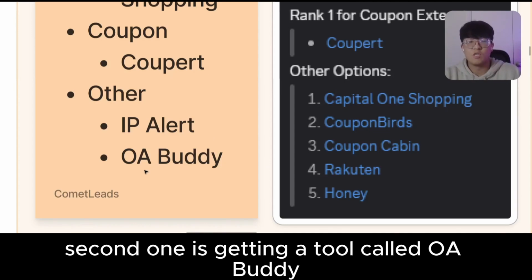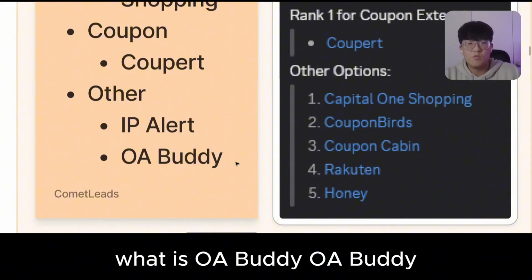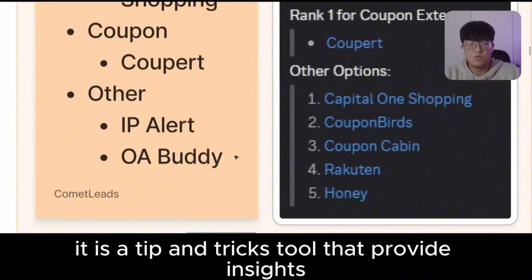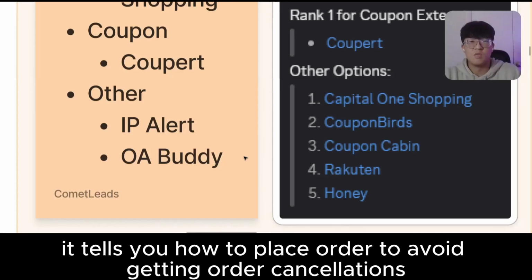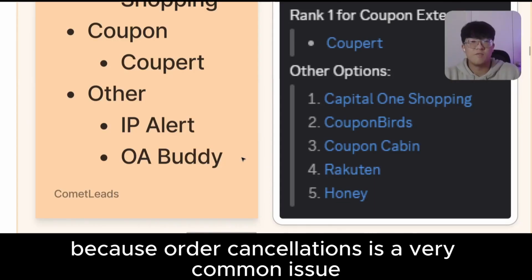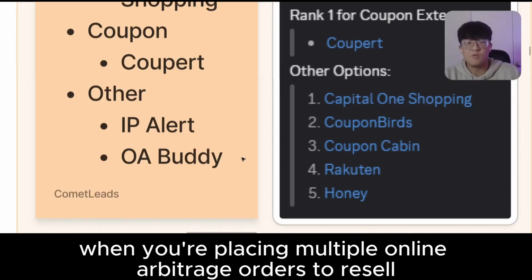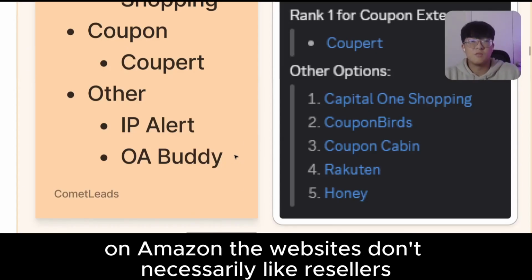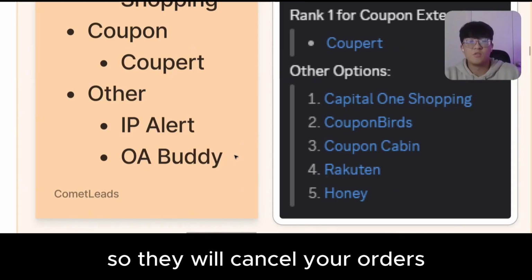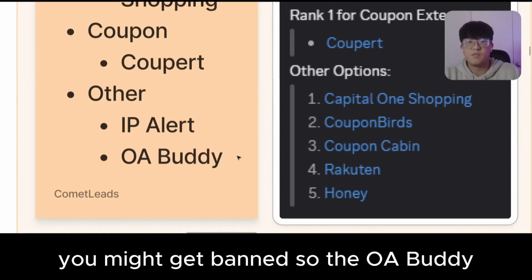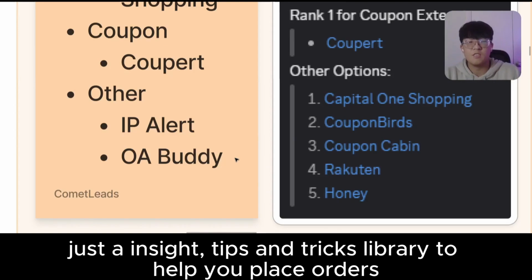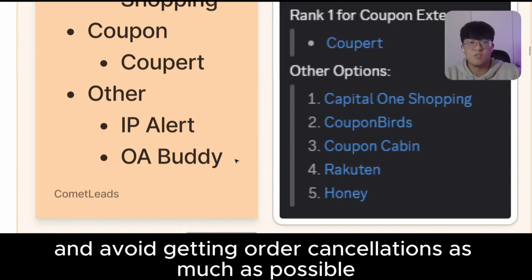The second one is a tool called OA Buddy. What is OA Buddy? It is a tips and tricks tool that provides insights when you're buying a product on a website. It tells you how to place orders to avoid getting order cancellations, because order cancellations are a very common issue when you're placing multiple online arbitrage orders to resell on Amazon. The websites don't necessarily like resellers, so they will cancel your orders if they find you placing multiple orders at the same time. You might get banned. So OA Buddy is just an inside tips and tricks library to help you place orders and avoid getting order cancellations as much as possible.